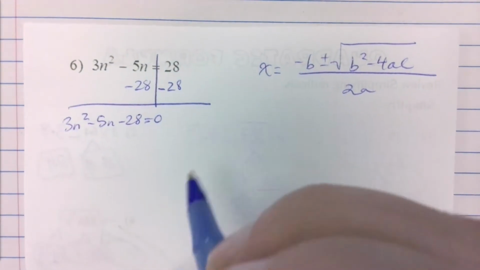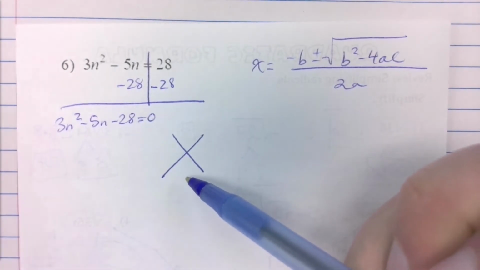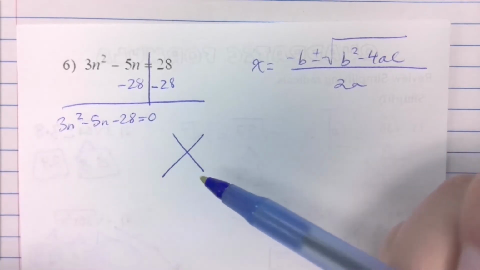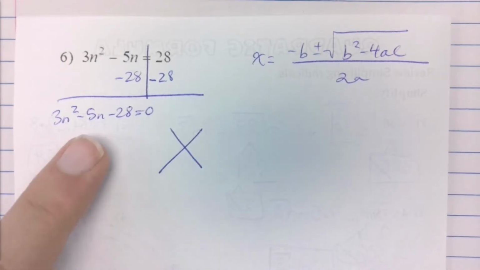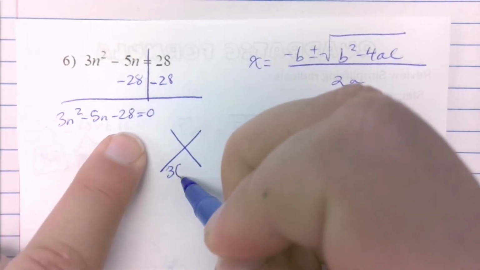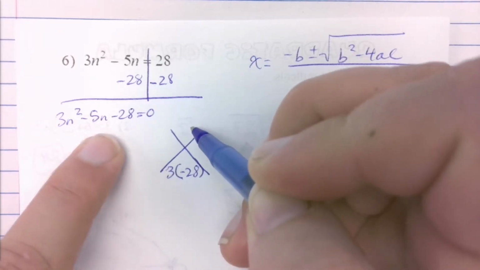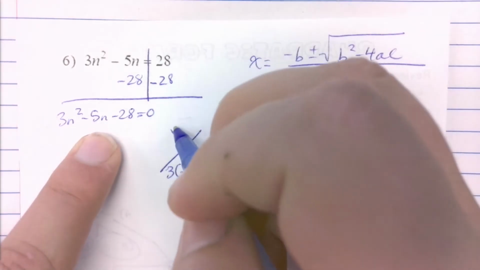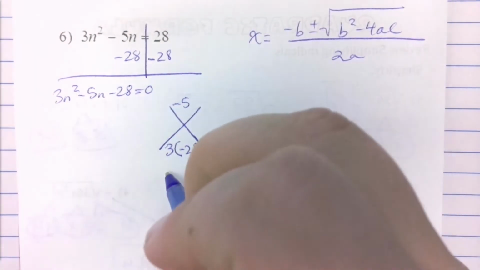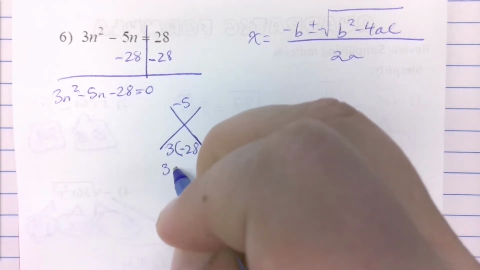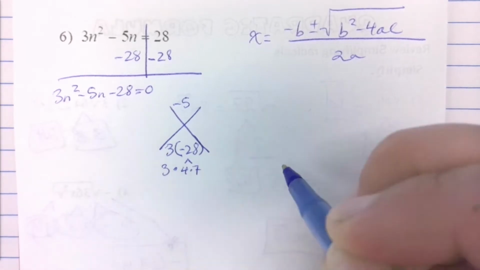Okay, I'm going to show you. I'm going to factor it. What number goes in the bottom? 3. 3 times negative 28. What goes in the top? Negative 5. I don't have to know what 3 times negative 28 is. I'm never actually going to care about that number. But I know I'm going to have 3. I'm going to break down the 28 as 4 and 7.